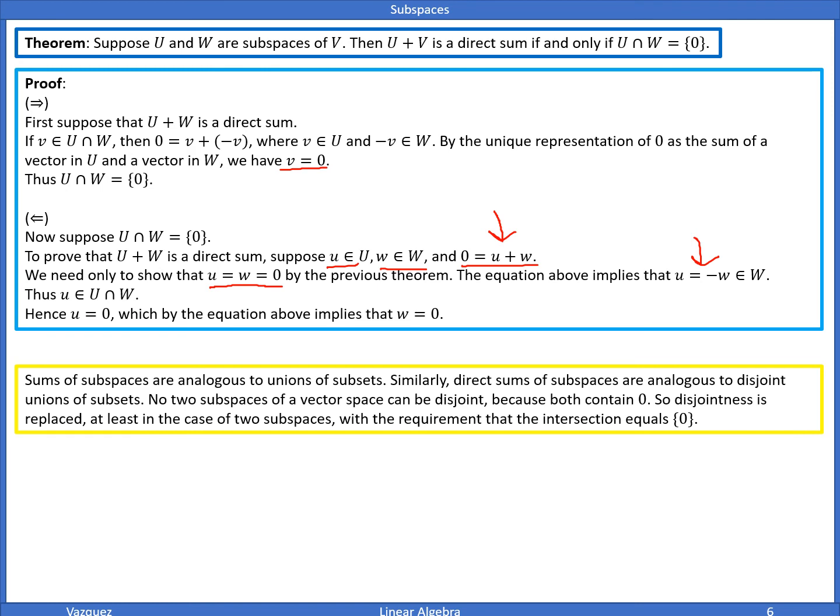Now, I do want to mention one more thing, and here we have it in the yellow box. I wanted to mention this previously, but I was getting ahead of myself. The sums of subspaces are analogous to unions of subsets, as we already mentioned. Well, the direct sum of subspaces is analogous to the disjoint union of subsets. No two subspaces of a vector space can be disjoint because both contain 0. So disjointness is replaced, at least in the case of two subspaces, with the requirement that the intersection equals 0. So that's how you can think of direct sums, as disjoint unions of subsets.